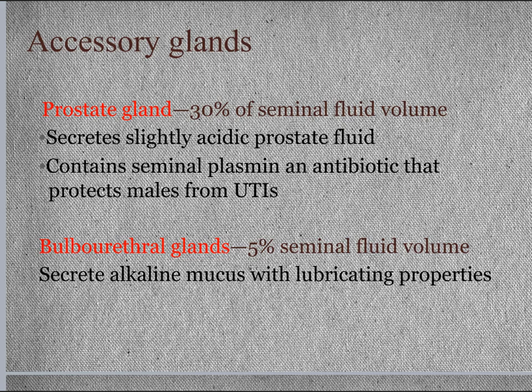The last gland is those small bulbourethral glands lying next to the bulb and the urethra of the penis by that urogenital diaphragm. It secretes 5% of seminal fluid, and it's going to be mostly alkaline mucus with these lubricating properties. So again, we're neutralizing the secretions within the vagina while lubricating the tip of the penis to facilitate movement of the penis into the vagina.